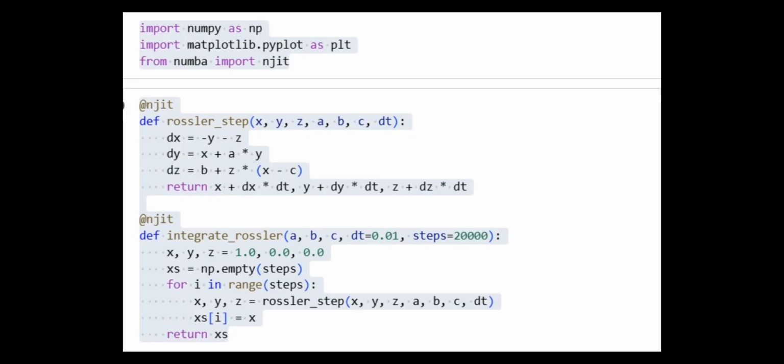So we start the system with the initial conditions x is equal to 1, y is equal to 0 and z is equal to 0. And then we create an empty array to store all the x values as the system evolves. And then inside this loop we repeatedly call Roseler step to update x, y and z at each time step, and after each update we store the new x value. So by the end of the loop we have a long sequence showing how the x changes over time.